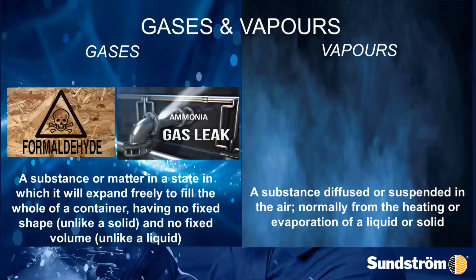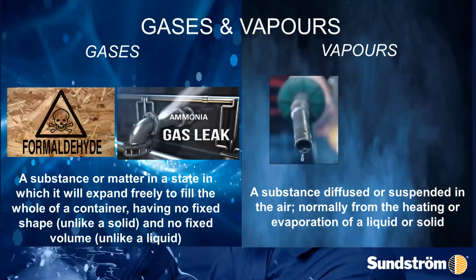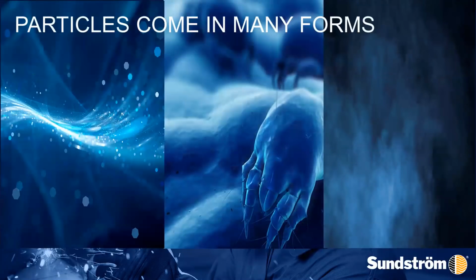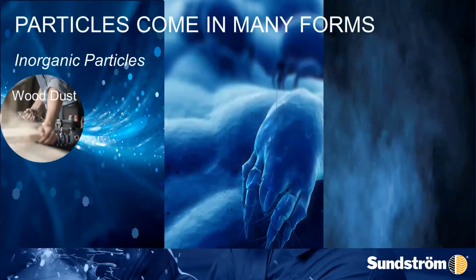A vapor tends to be formed from either the evaporation or the heating of a liquid or a solid, so things like solvent or paint vapors, or vapor off of fuel, diesel, petrol, etc. And they will need a specific type of filter. Particles need a different filter to the gas filters, and particles come in many different forms.